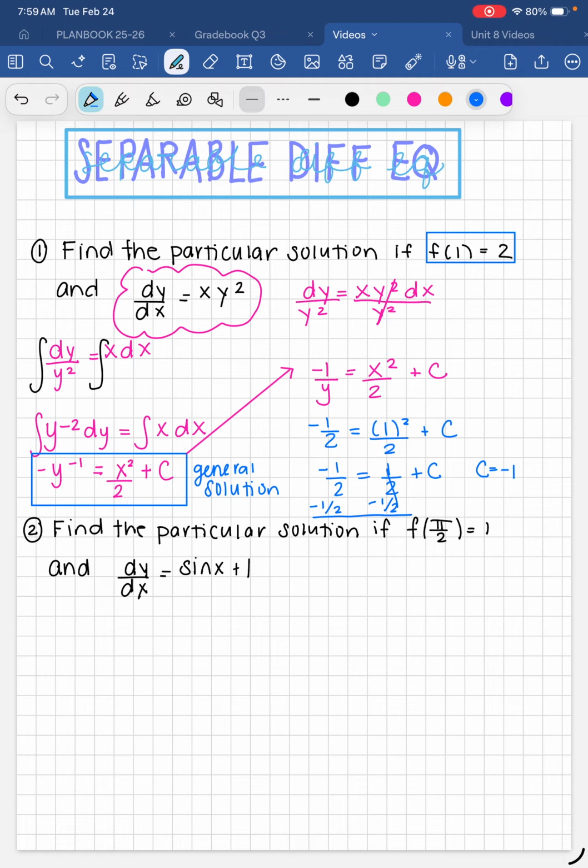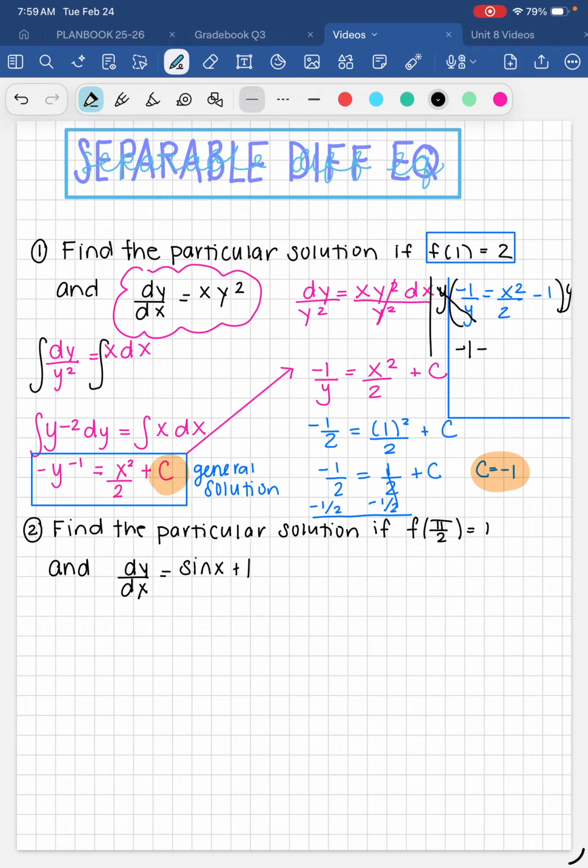Now we're going to replace this c right here with negative 1. I'm going to do that right over here. So we're going to have negative 1 over y equals x squared over 2 minus 1. And remember, we want to solve for y. That's the whole thing behind a particular solution. So watch what I'm going to do. I'm going to multiply both sides by y. Right here in black, it's kind of hard to see, my apologies, because that's going to cross out that y there.